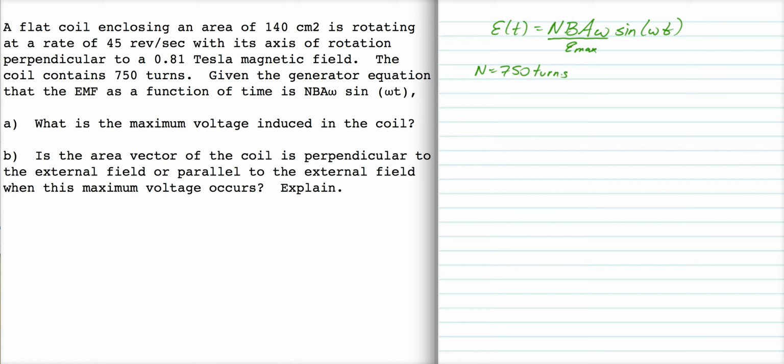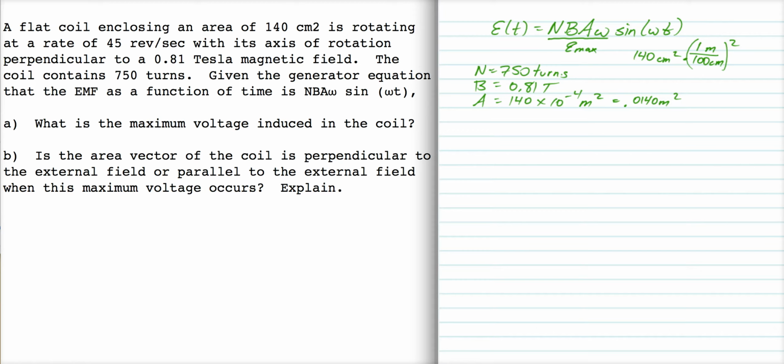We're told that the magnetic field that it rotates through is 0.81 Tesla. The area of the loop is 140 square centimeters, so that's 140 times 10 to the minus 4 square meters. Right, and now just in case you're still having trouble with this, the way we make that conversion is we multiply by 1 meter over 100 centimeters squared. So it's 140 divided by 100 squared. So that's 140 times 10 to the minus 4. Or if you'd rather, it's 0.0140 square meters.